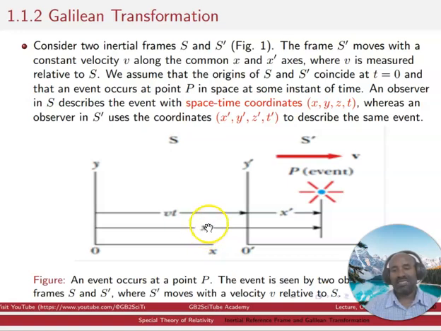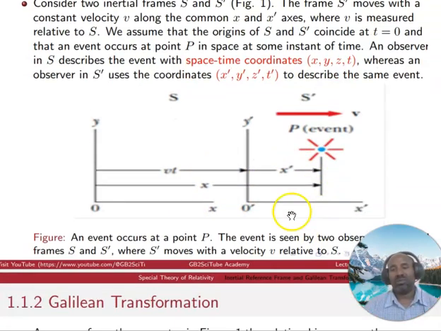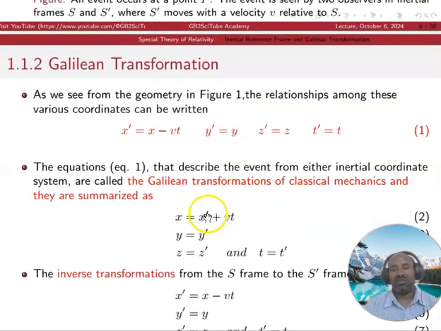So you can express the x distance from the stationary frame to the event as vt plus x prime. So x equals vt plus x prime, and y is equal to y prime, z is equal to z prime, and t is equal to t prime. So this is a Galilean transformation. You can express the moving reference frame's observation of an event with respect to the stationary frame. So this is the situation.